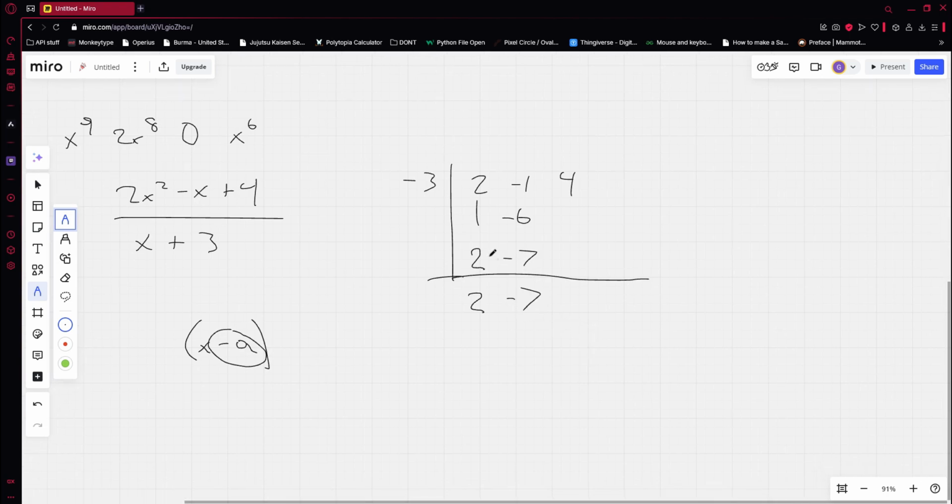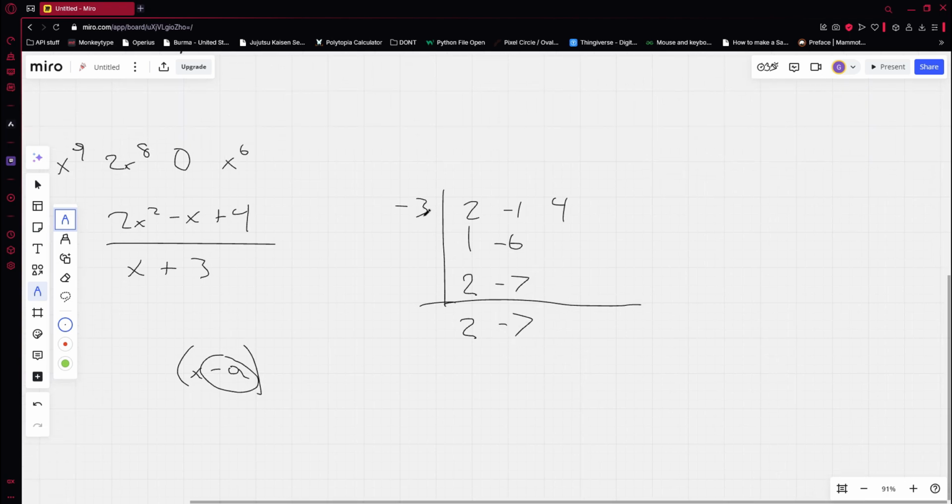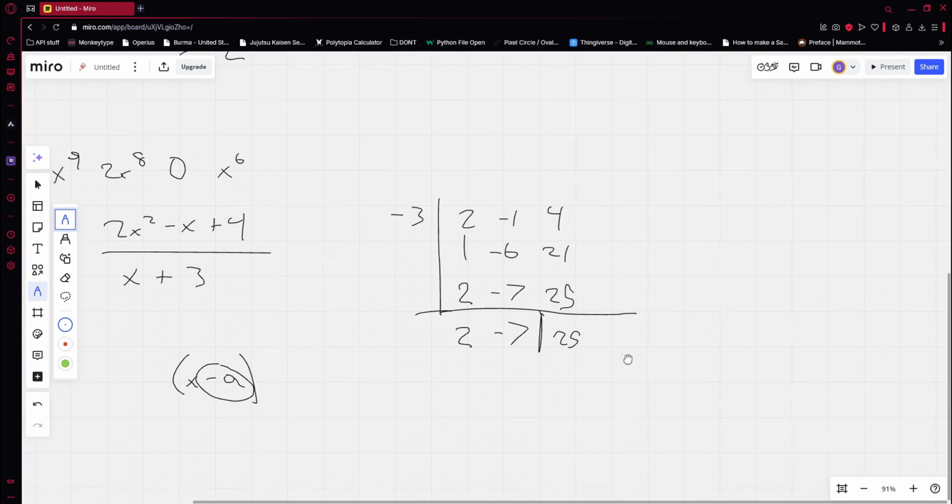Negative 7 right here. And then we multiply. Negative 3 times negative 7, that's 21. We combine, we get 25. And then this is our remainder, 25. The last number is always the remainder. And ideally, if you had no remainder, it would be 0. But in this case, it's not. So what do we do with this?